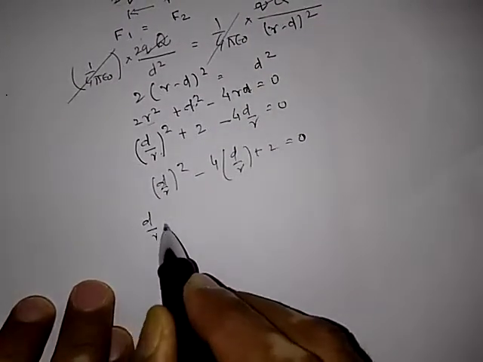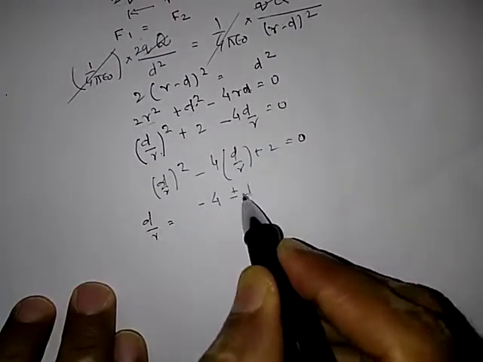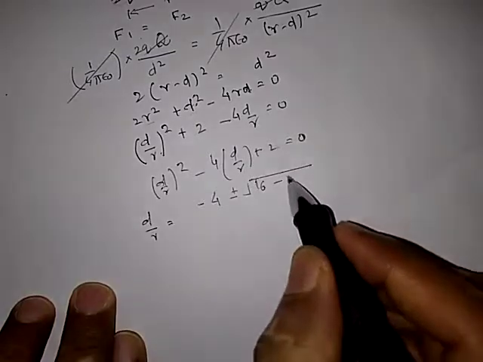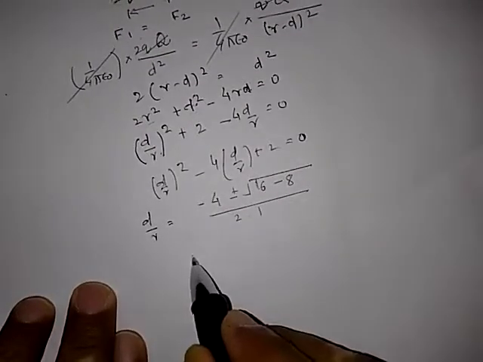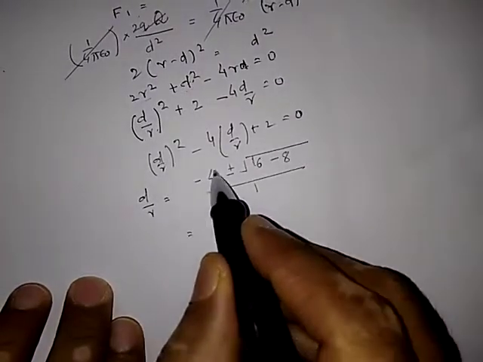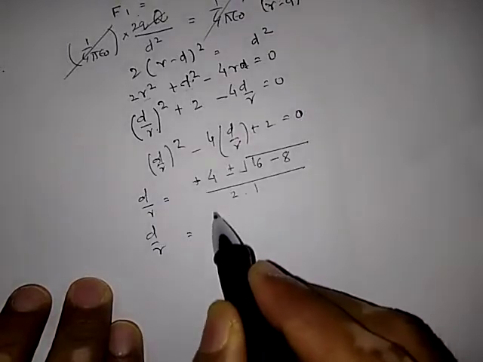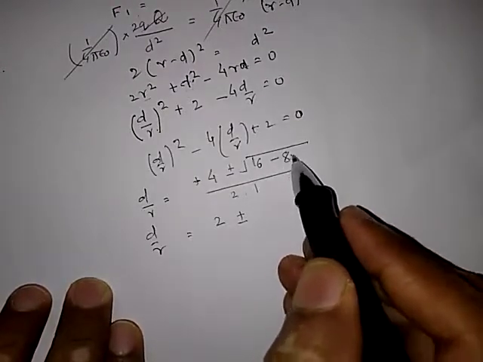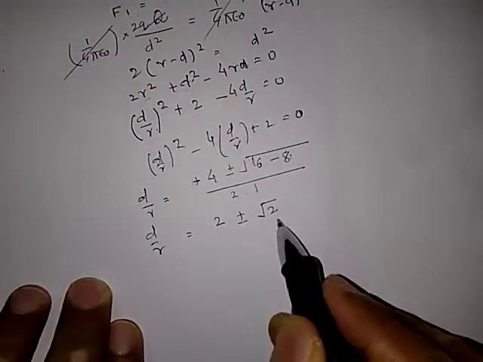You can solve for d by r as minus b plus minus square root of b square minus 4ac, divided by 2a. This gives us minus b is minus 4, so it's plus. So d by r is 2 plus minus, this is 8, which is 2 square root of 2, and the 2 is cancelled, so we get d by r as 2 plus minus root 2.